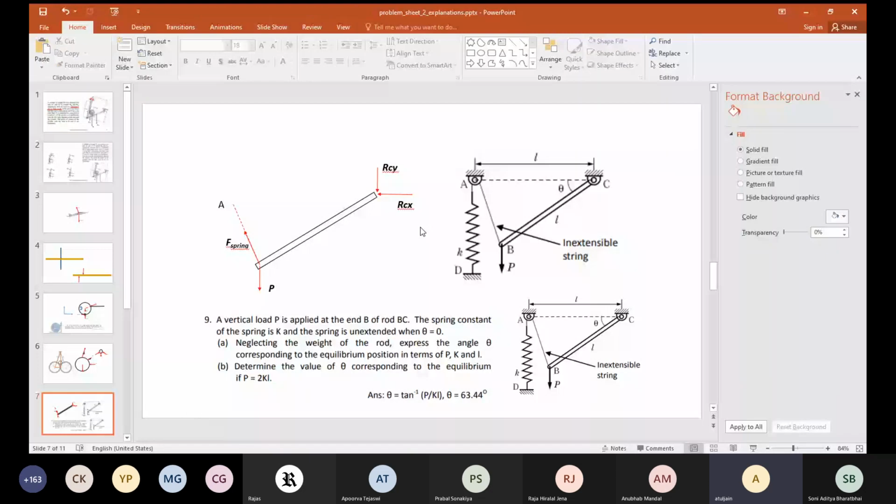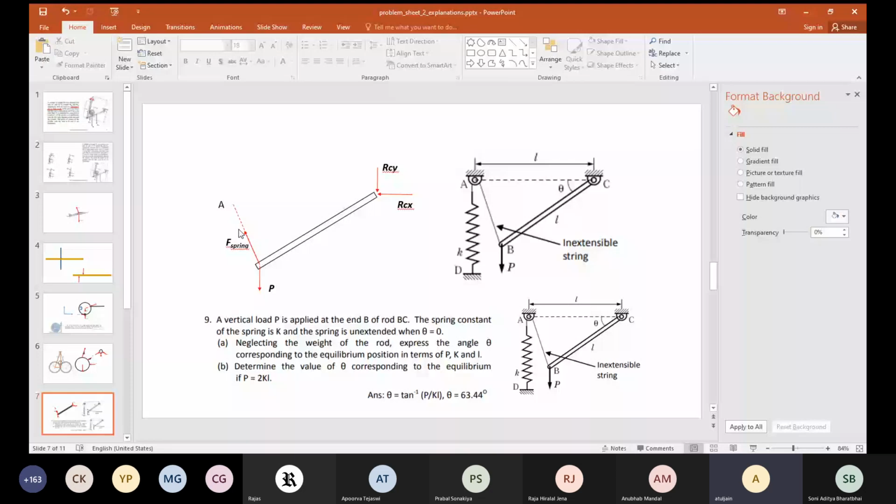So, first of all, let us look at how to draw the free body diagram. Pin joint at C, so I have RCX, RCY, load P, F spring. Everybody I think by now agrees that this is the correct free body diagram. Yes or no? Yes, sir. Now the challenge in solving this problem is how do you find out the value of F spring?